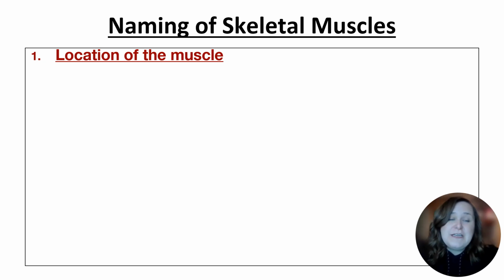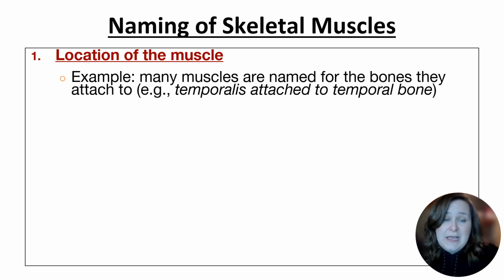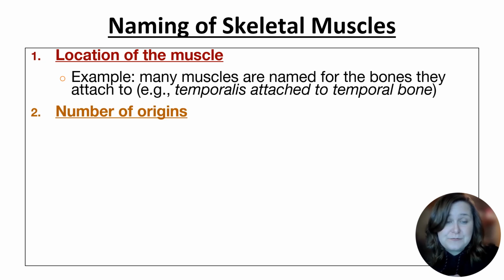Okay, so the first thing we're going to look at when we're naming skeletal muscles is usually the location of the muscle. As an example, many muscles are going to be named for the bones that they attach to, right? Like the temporalis is going to be attached to the temporal bone. So if you've already taken the time to memorize a lot of these for the skeletal system, you're probably already halfway there.